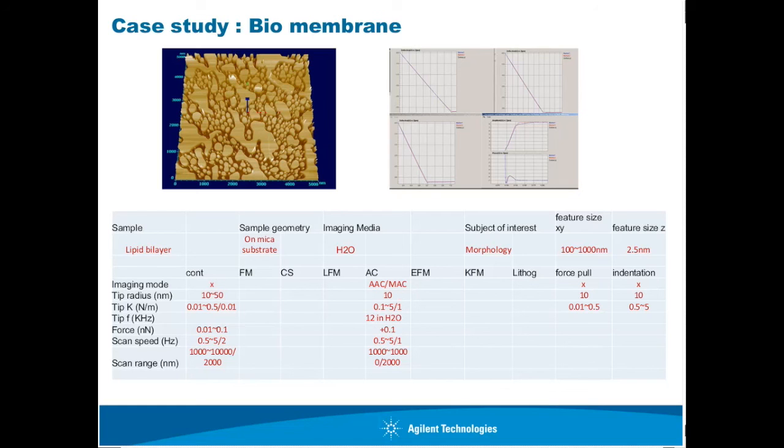The next question is also from Vasily: what parameters should we use? The parameters you should use are very similar to imaging in AC mode using a soft tip in liquid, using relatively small force. That's the key: a blunt tip with small force, because you try to avoid the tip penetrating your sample.